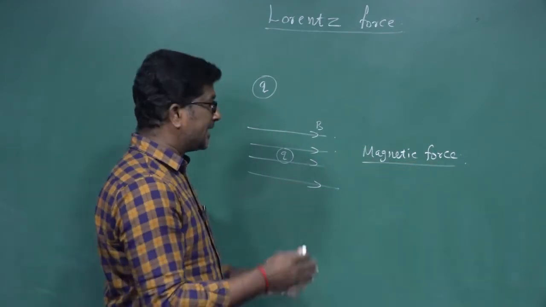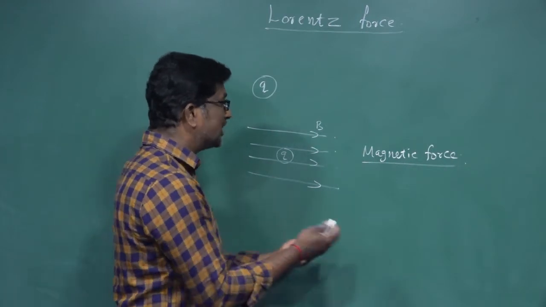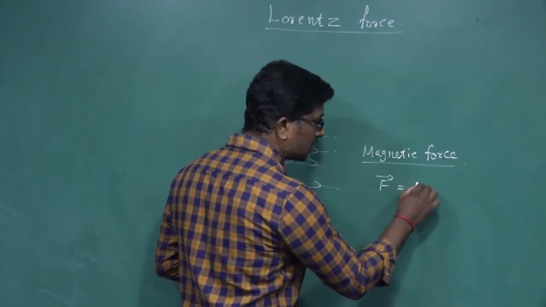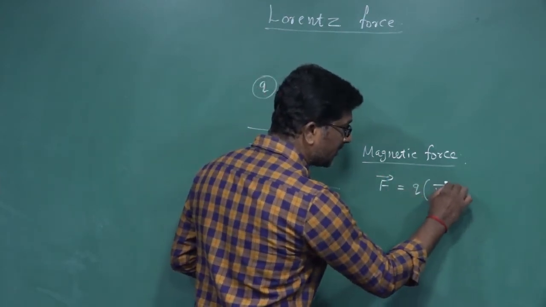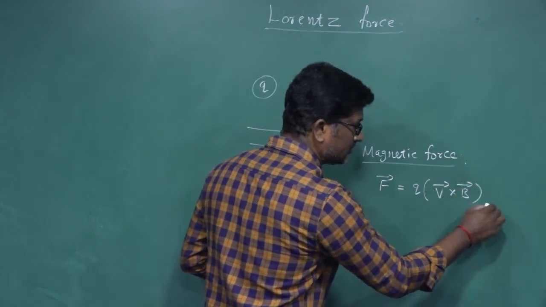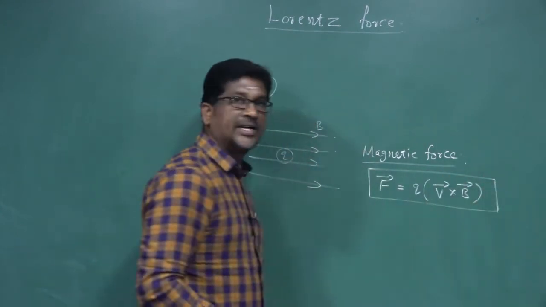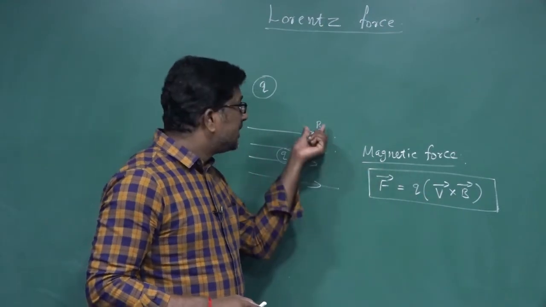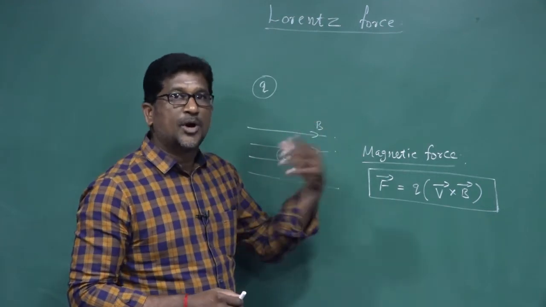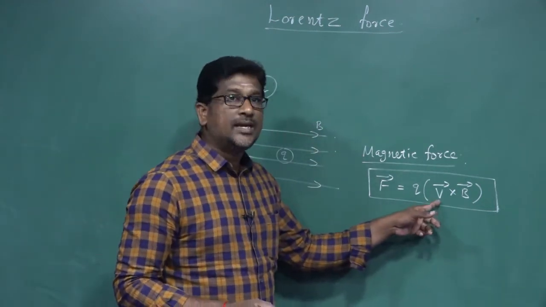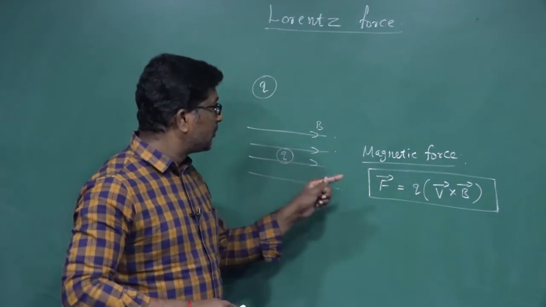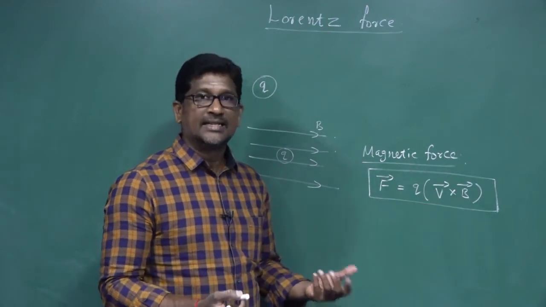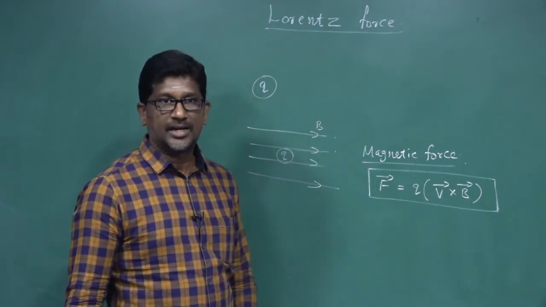The magnetic force experienced by the particle when it moves inside the magnetic field is given by the formula, in vector form, F vector is equal to Q of V vector cross B vector. What is Q? The magnitude of the charge of the given particle. And what is V? The velocity of the particle with which it moves inside the magnetic field. And B is the magnetic induction or magnetic field intensity, or simply, the magnetic field.